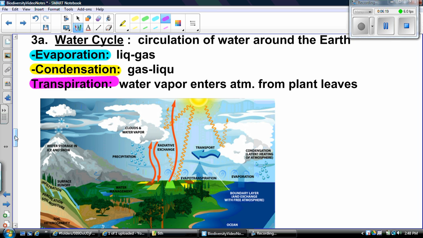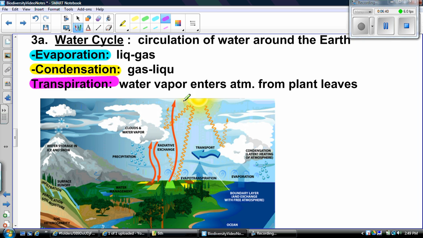And also, the sun is what fuels the water cycle. Radiant energy from the sun comes down, hits Earth, and that's what's causing evaporation to occur and transpiration. So without the sun, we would not have the water cycle.